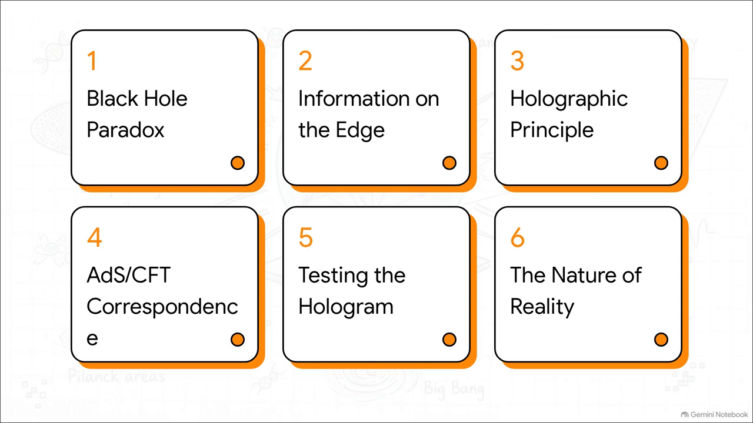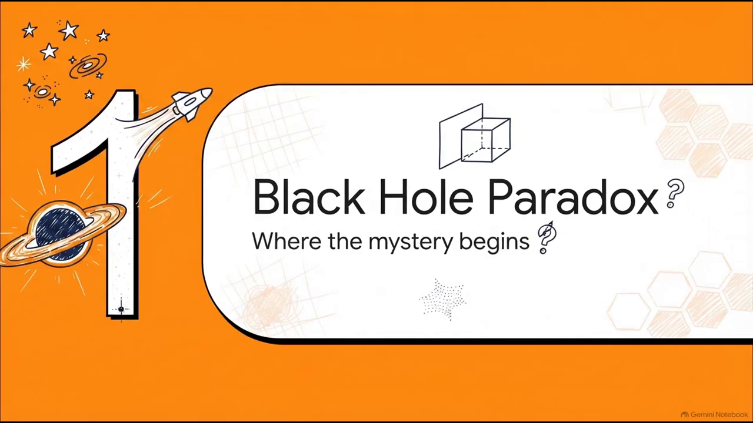So here's our roadmap for this explainer. We're going from the black hole paradox to information on the edge, the holographic principle, the ADS/CFT correspondence, testing the hologram, and finally wrapping up with the nature of reality. Let's get into it. Section 1. The black hole paradox, where the mystery begins.